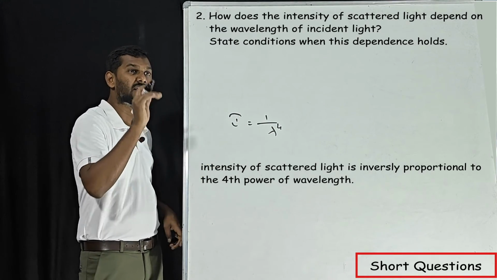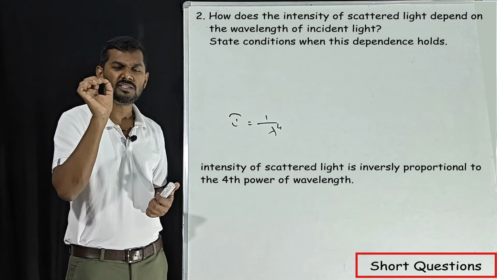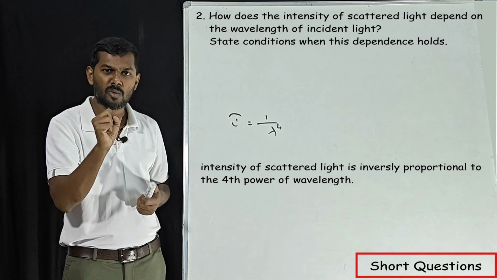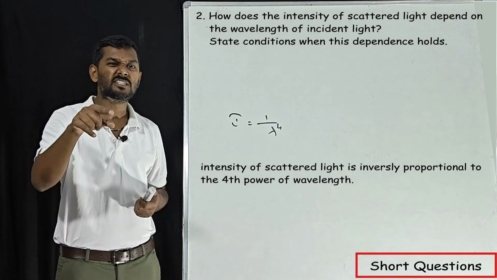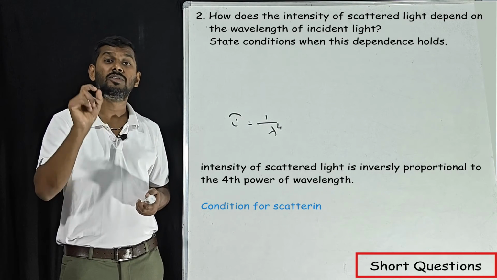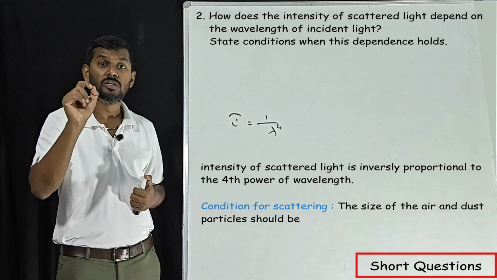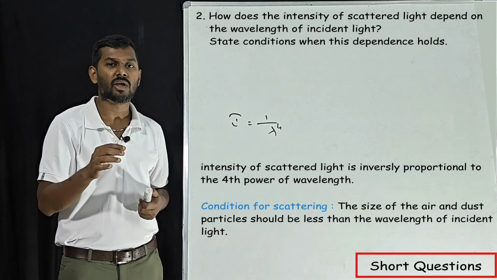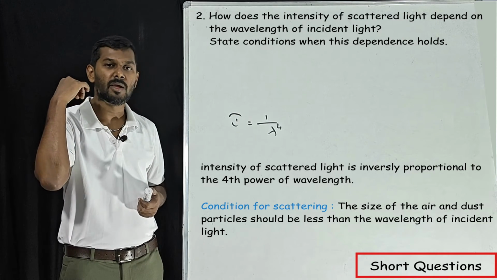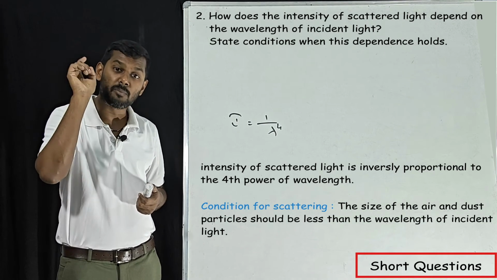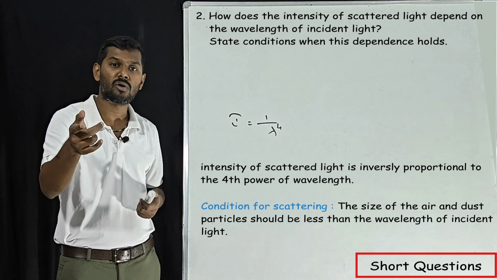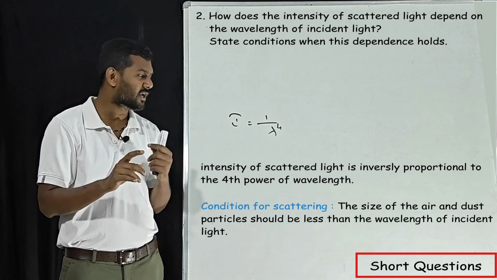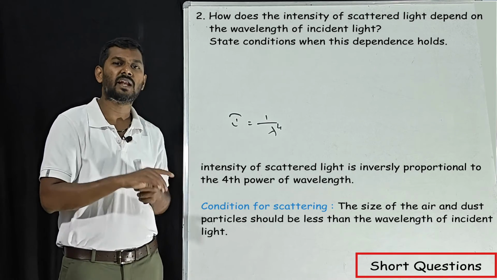That's it. Now they are asking for the condition. The condition is very simple. What do you mean by scattering? It is absorbed and re-emitted by dust and air particles, correct? So the size of the air molecules should be smaller than the wavelength of incident light. What light we are incident, it may be any color. The wavelength of that particular light has to be more compared to the size of the air molecules. That's it. If this condition is proper, then scattering will occur.